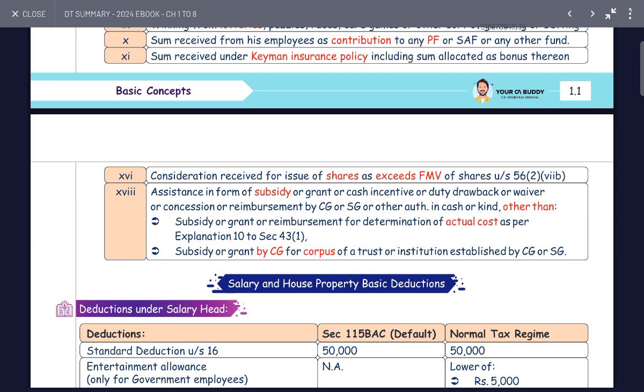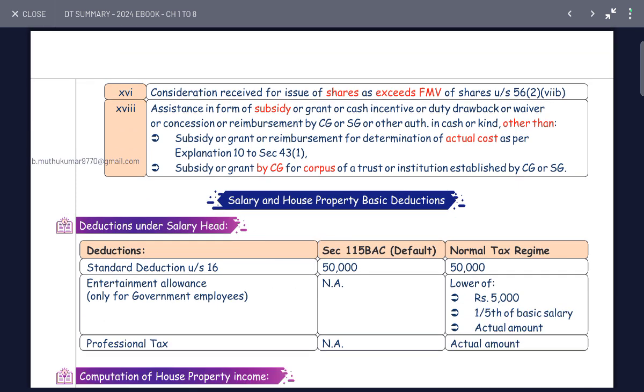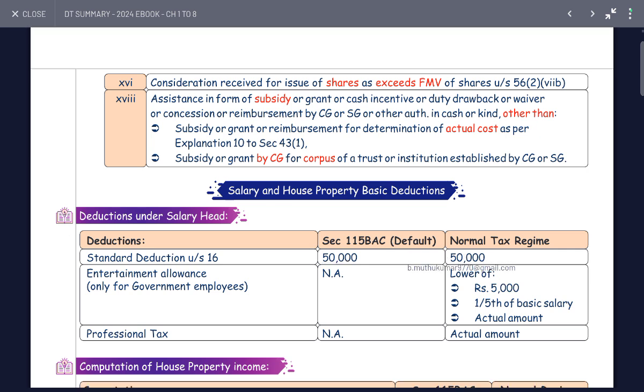Assistance in the form of a subsidy, a grant, a cash incentive, a duty drawback, a waiver, a concession, or a reimbursement from the central government, state government or authorities, in cash or kind, other than subsidy, grant or reimbursement taken into account in determining the actual cost as per Explanation 10 of section 43(1). Subsidy or grant by the central government or corpus or trust or institution established by the central government or state government.